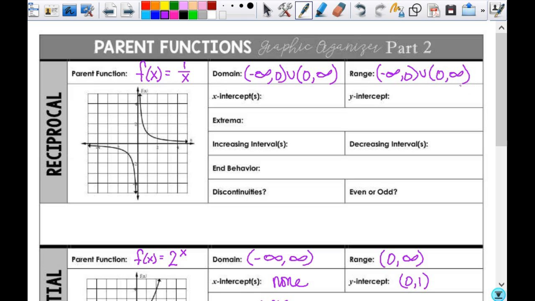Are there any x-intercepts? No. Y-intercepts? No. Any extrema? No. No critical points at all, so none. Is it increasing anywhere? No, because the y values are decreasing the whole time, and then jump up here, they're still decreasing, so there are none. So it's decreasing from negative infinity to 0, and then from 0 to infinity.